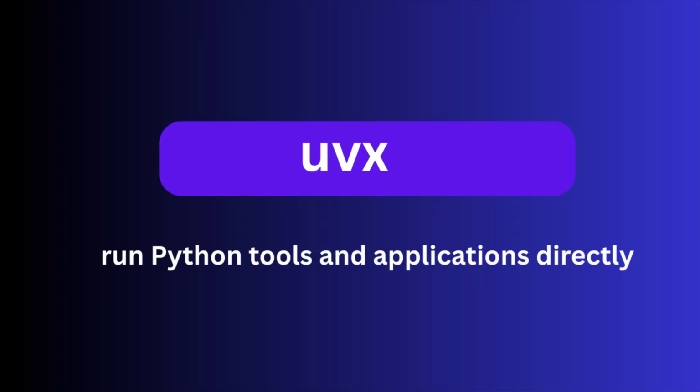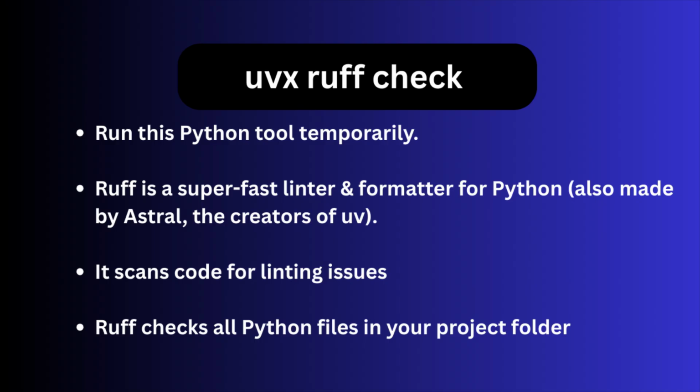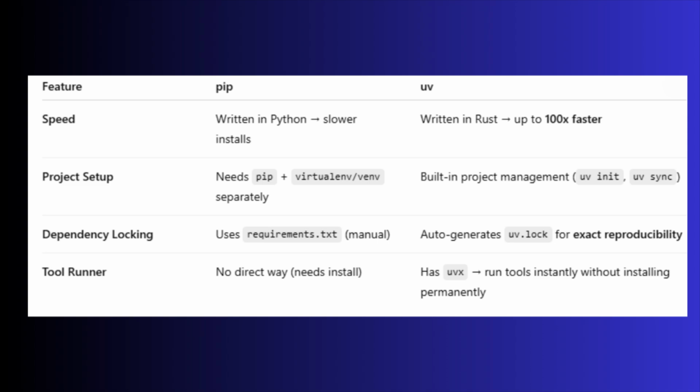uvx. uvx lets you run Python tools and applications directly without installing them permanently into your environment. For example, if you run uvx ruff check, this runs the Python tool ruff temporarily. Ruff is a super fast linter and formatter for Python. It scans code for linting issues. So ruff checks all Python files in your project folder. So using uvx, you can run tools without installing them.